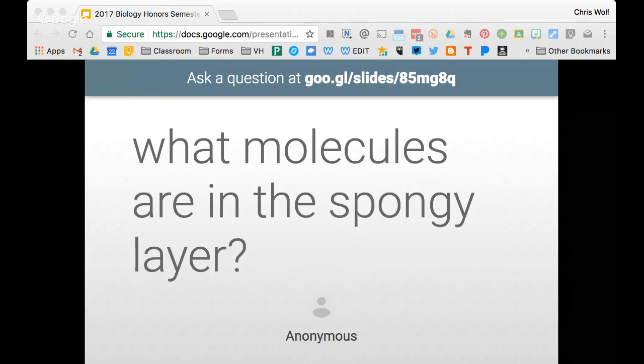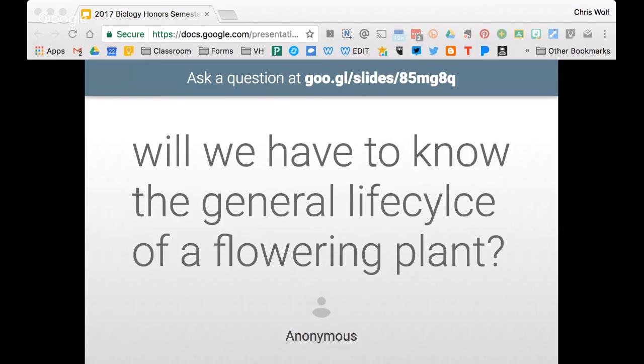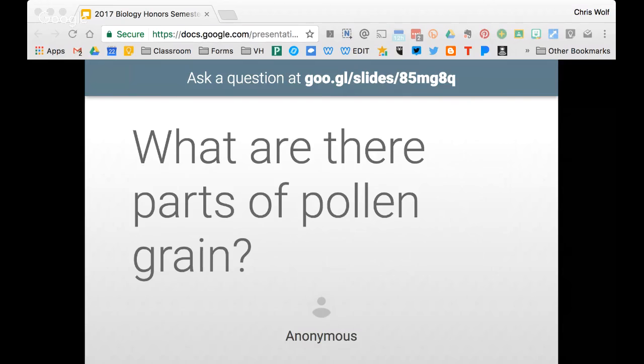Will we have to know the general life cycle of a flowering plant? I don't quite know what you mean by general life cycle, but I would definitely know that pollen is produced and that has to be transferred to the female part of the flower, which then is going to be used for double fertilization. I would say that's pretty much the detail I would recommend you focus on. I would not worry about the parts of the pollen grain themselves. I would just remember that they carry two sperm cells for fertilization to take place.